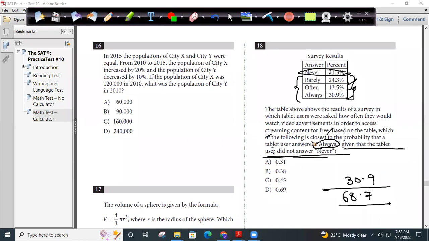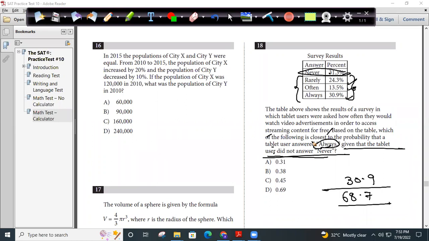Just 1 second, let me do the calculation. See how simple this is? Favorable events, total number of events, but we do something else, huh? So 30.9 divided by 68. I don't like using a calculator, but I don't want to take a risk in this.